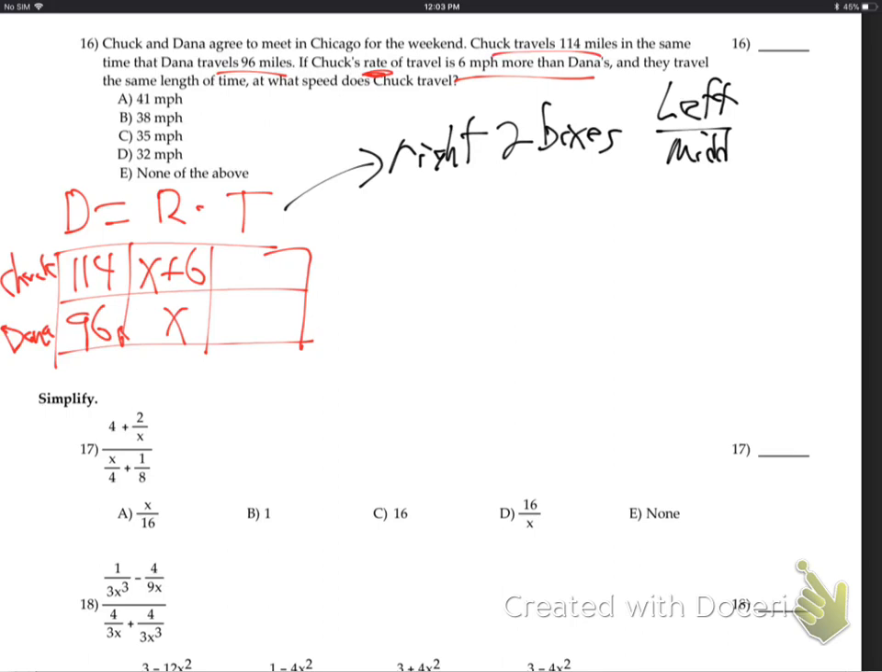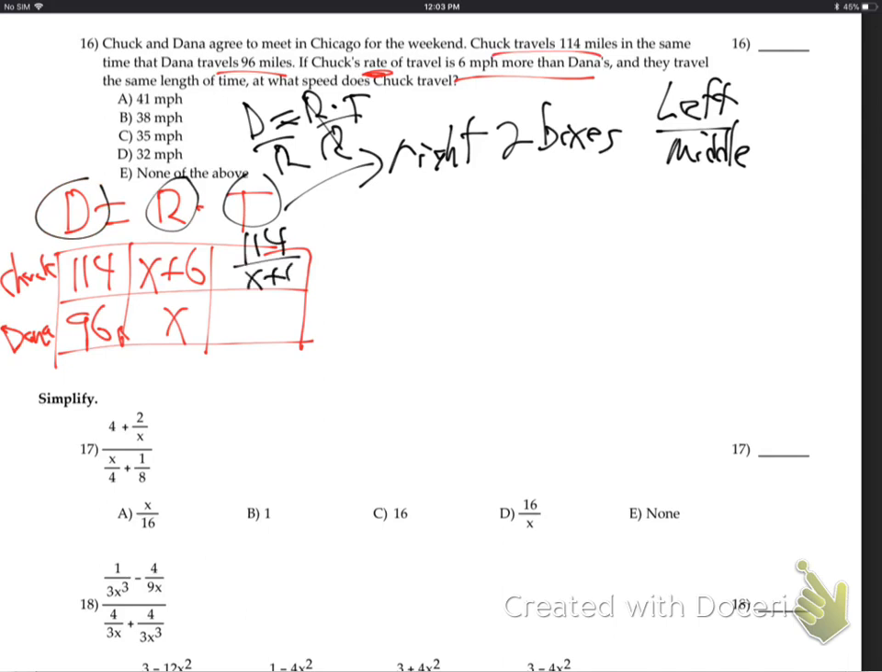Left over middle, huh? You divide. Because it comes from the formula, distance is rate times time. If you want time, you divide by rate, don't you? Time is D over R. So it's D over R, it's left over middle. So it's 114 over X plus 6.